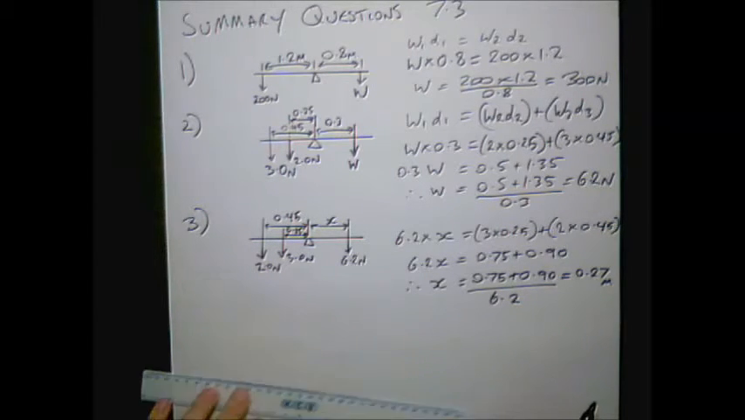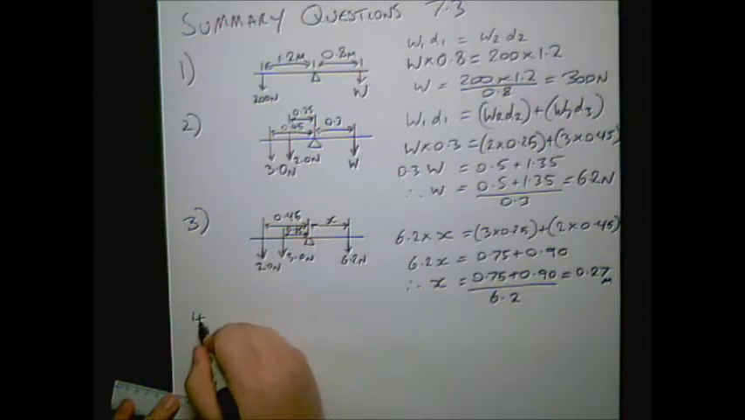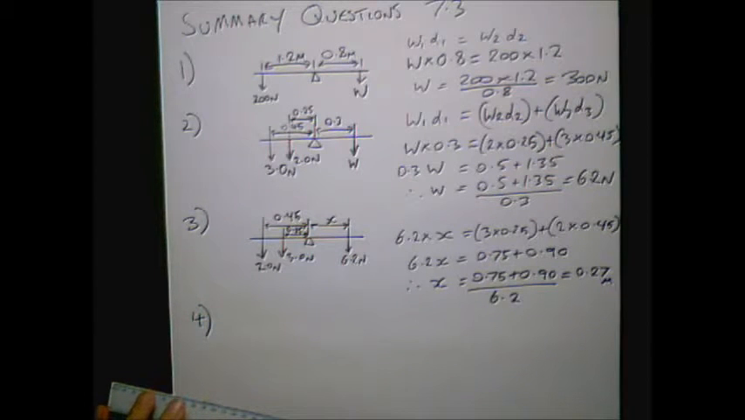Okay. Question 4. A uniform meter rule supports a 4.5 Newton weight at its 100 millimetre mark. So that's 10 centimetres or 0.1 metres. The rule is balanced horizontally on a horizontal knife edge at its 340mm mark. Sketch the arrangement and calculate the weight of the rule.